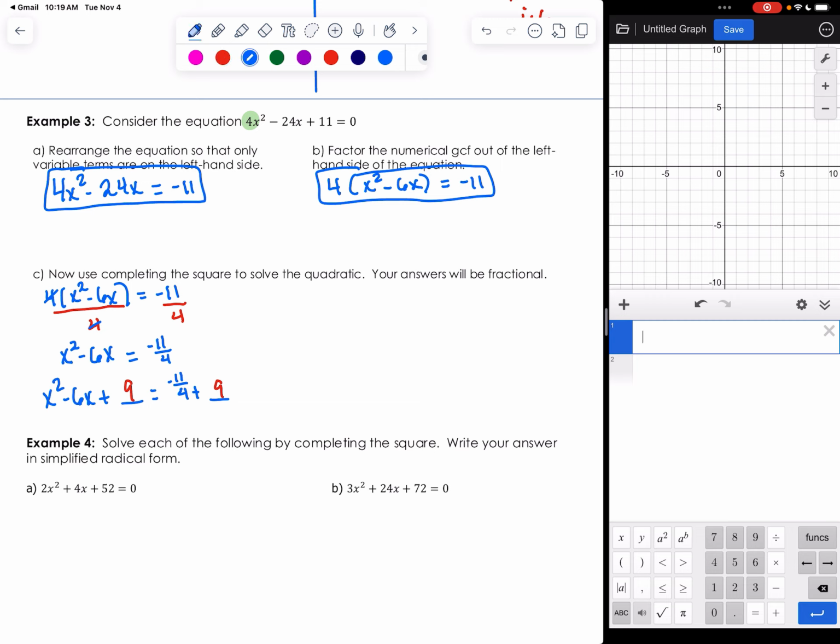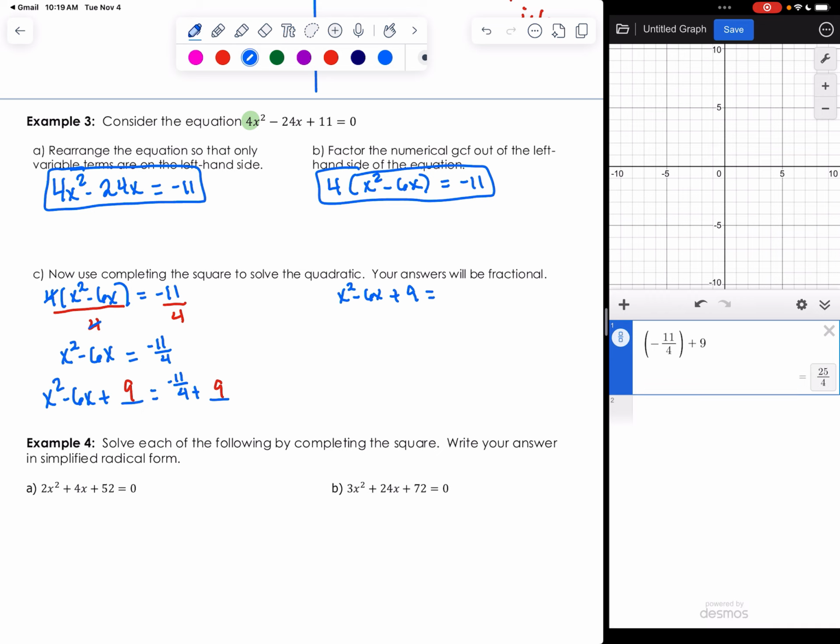So this would be x squared minus 6x plus 9. Now, when I have fractions, I usually just use my calculator to add these, negative 11. But you can do it by hand. Negative 11 over 4, and I'm adding 9. Just remember, when you write your answers, don't write any decimals because it'll make it more complicated.